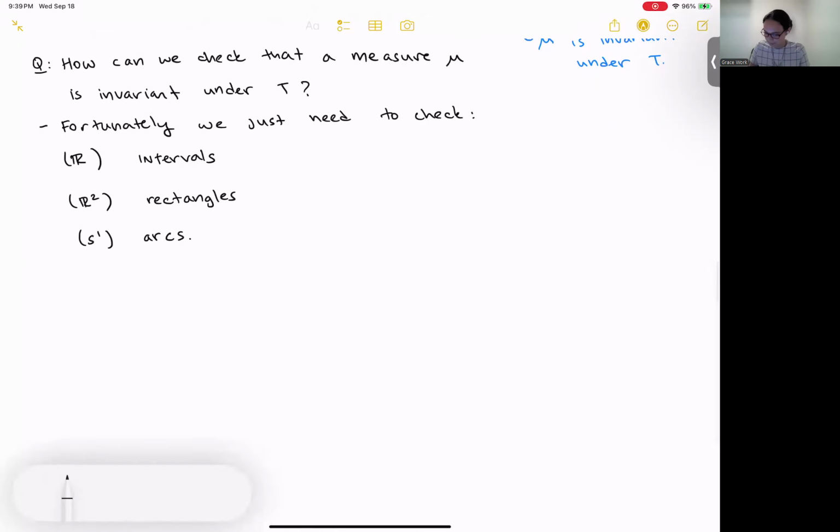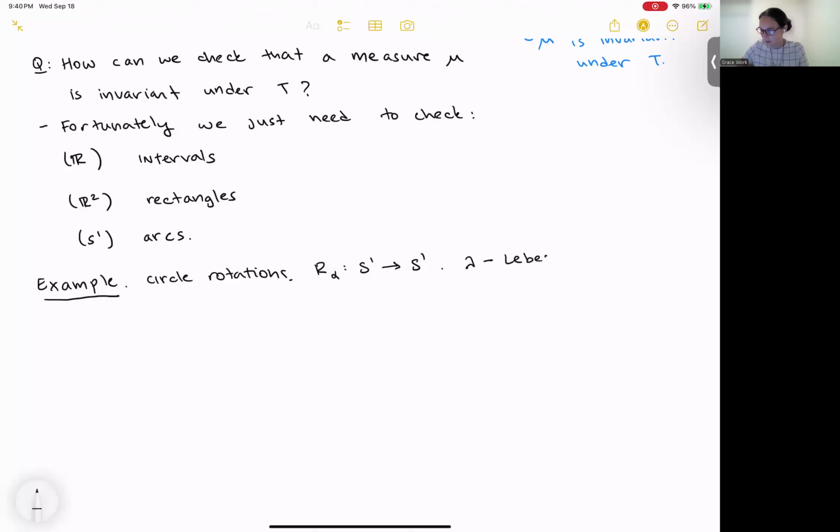So let's look at an example. We'll be carrying this example of circle rotations through for a lot of the other concepts we'll be looking at. We're going to define R sub alpha. It's going to be a rotation of the circle to itself. And the measure we're going to be considering is lambda, Lebesgue measure on S1. This Lebesgue measure is the same as the one-dimensional Lebesgue measure on just the interval from 0 to 1 under the identification that takes 0 and 1 and identifies them together. So you get a circle.